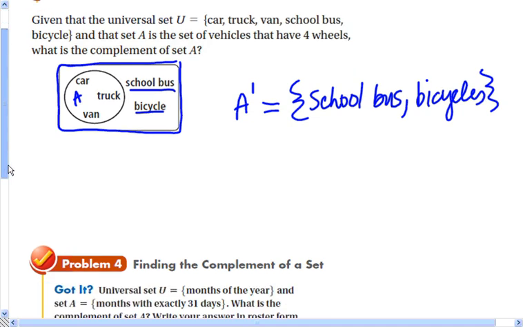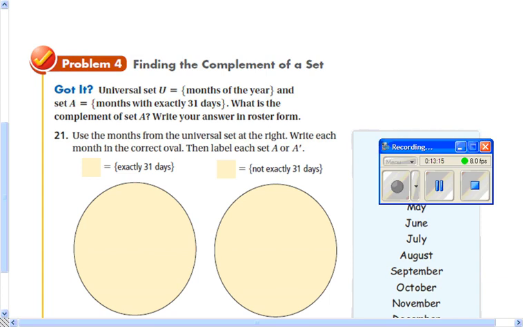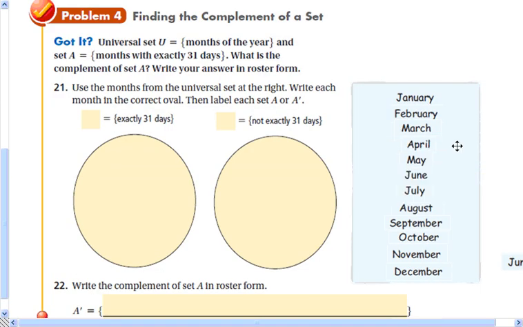Okay, go ahead and do problem 4. See if you can work it out, and I will put the answers up in a second. All right, use the months from the universal set at right. Write each month in the correct oval. Label each either A or the complement of A. Exactly 31 days is set A, and not exactly 31 days is the complement of A.